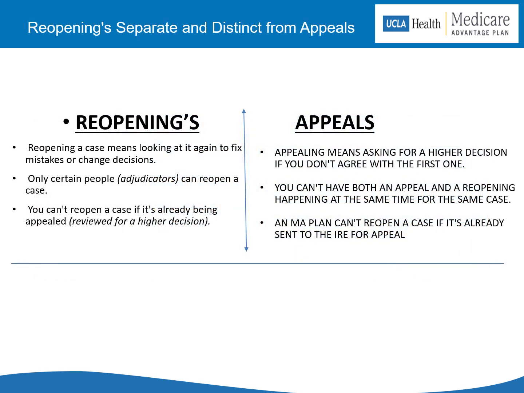Requesting a reopening. Criteria. You can request a reopening if there's a specific reason, like new evidence or a clear mistake in that original decision. This must be done within the allowed timeframes. I have put a chart here that separates the reopenings and the appeals. Reopening a case means looking at it again to fix mistakes or change decisions. Appeals means asking for a higher decision if you do not agree with the first one. So reopening and appeals can differ from each other for certain reasons as listed here.